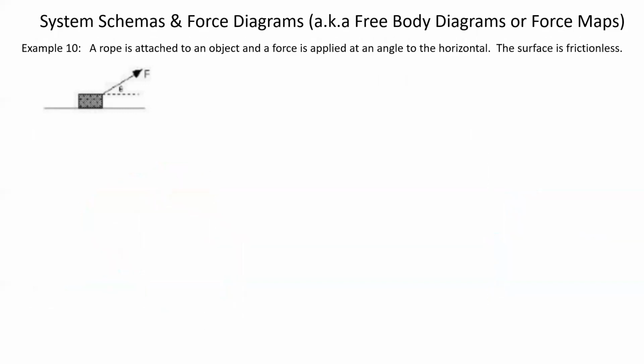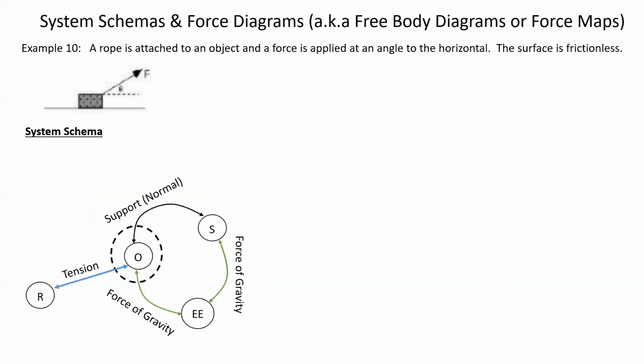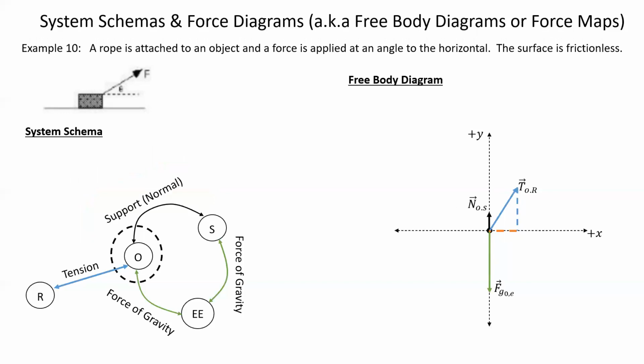A rope is attached to an object and a force is applied at an angle to the horizontal. The surface is frictionless. In this situation, we have no friction in our system schema. And so the force diagram would look similar to the last time, except there's no friction. Again, the gravitational force exactly balances out the sum of the normal and the y component of the tension, but there's nothing left to balance out the x component of the tension, which is colored orange, which means this is not in equilibrium. The net force is not 0. In fact, the net force is equal to the x component of the tension.